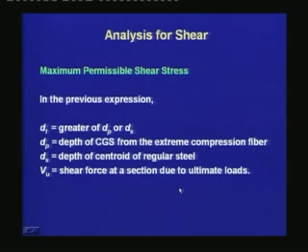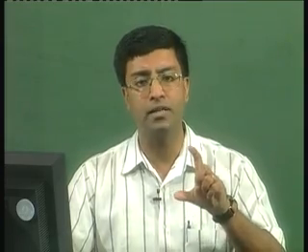Thus, whenever we are doing this shear check, we are calculating the average shear stress based on the depth which is the larger of the depth of the CGS and the depth of the non-prestressed steel. This larger value is denoted as dt. Vu divided by B times dt should be less than or equal to tau c max.